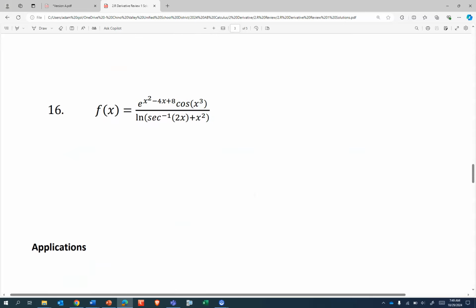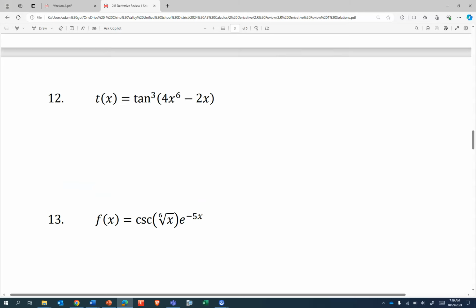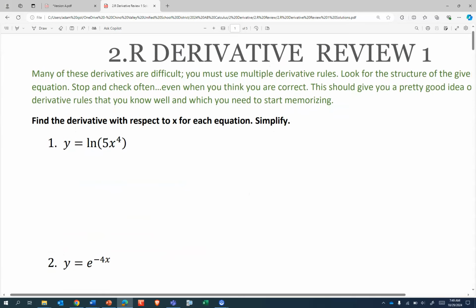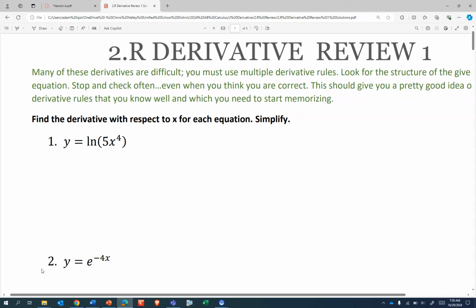So what I'm looking for is, oh, that last one's going to be hilarious, is if there was any implicit differentiation. And it doesn't say find dy dx or something, so we can use whatever notation we want. Y equals the natural log of 5x to the fourth is a chain rule situation. You know that 5x to the fourth is inside the natural log.